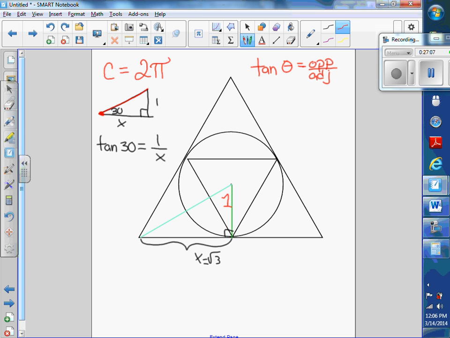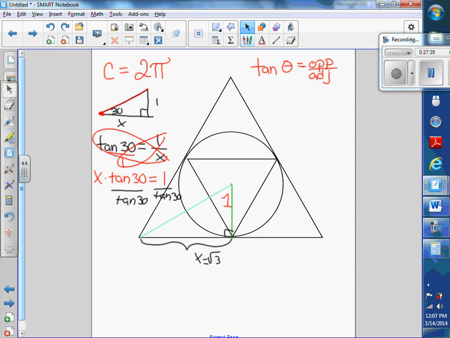So if I were going to do a ratio and proportion, I would cross multiply. I'd say x times the tangent of 30 is equal to 1, right? Agreed? So I would solve it by dividing by the tangent of 30. Why is it tan? Because in this triangle, I don't have the hypotenuse at all. I have a 1 and I want the x, so the hypotenuse isn't involved. So I'm going to use tangent.